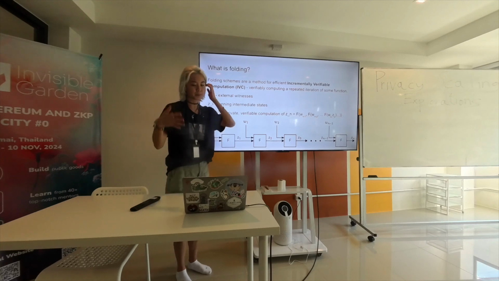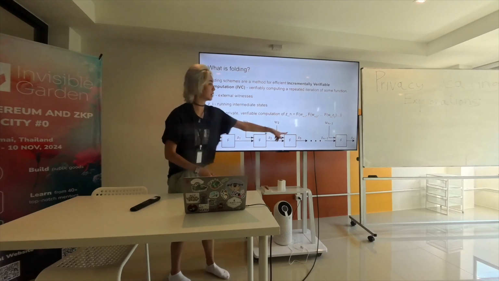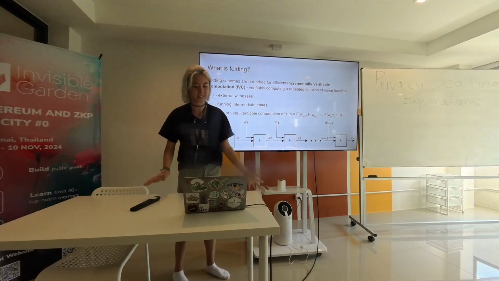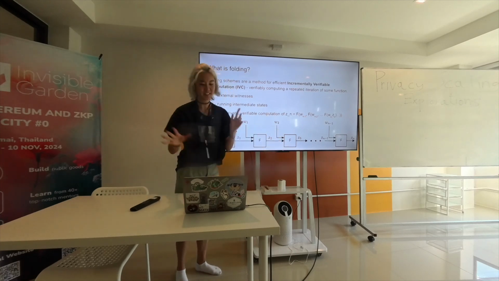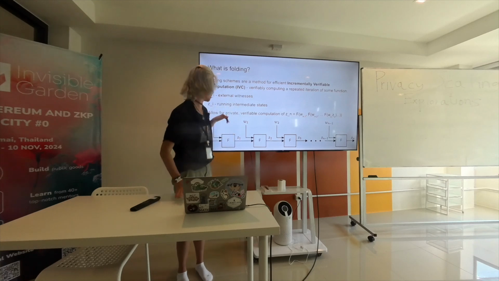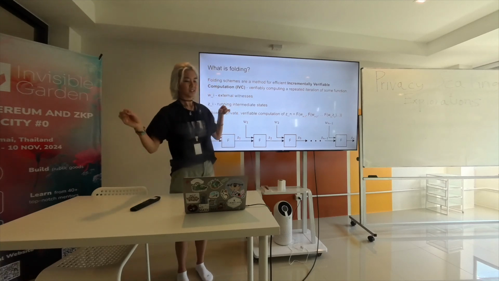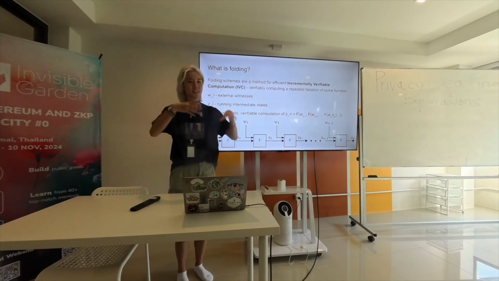So folding would let you prove that you computed this final zn after n steps, as a result of this trace of computation, correctly. We call the wi external witnesses, and the zi you can just think of as intermediate states.